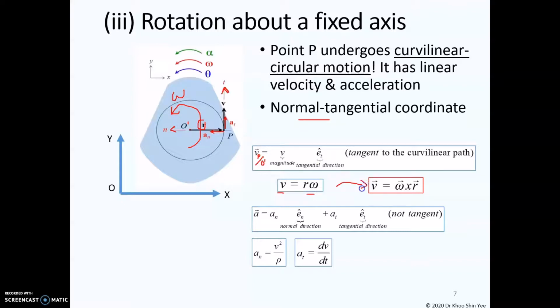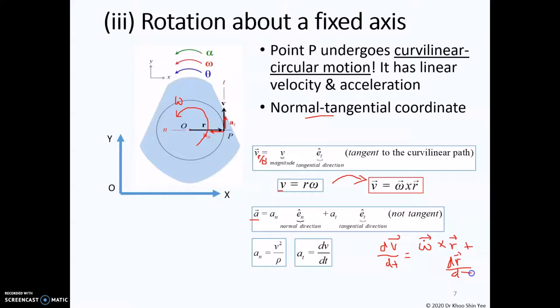So in the vector format, the velocity is equal to omega crossed with radius. You can obtain the acceleration by differentiating the velocity vector with respect to time. Then you need to differentiate omega with respect to time to obtain the omega dot, remain the r, plus you differentiate the r with respect to time, and then remain the omega. So this is the result.